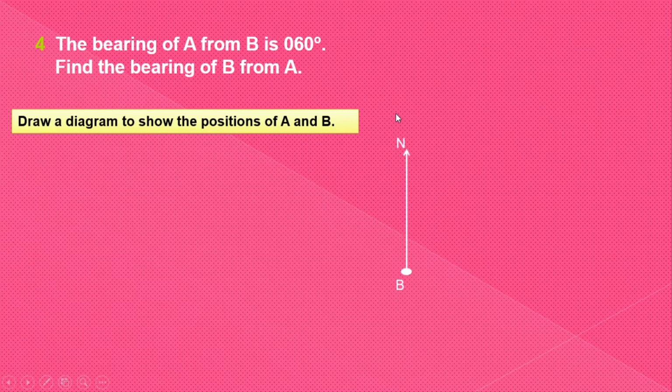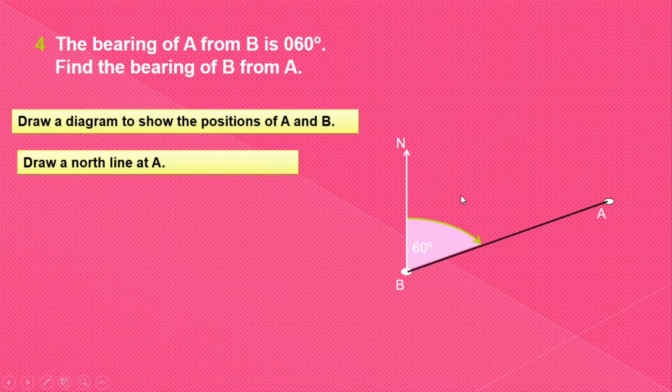So we draw the north line at B. We draw a 60 degree angle over here. Drawing a 60 degree angle, we can get a point A, because point A is at a 60 degree bearing from B. And then draw the north line at A. Why draw a north line at A? Because you are finding the bearing of B from A.